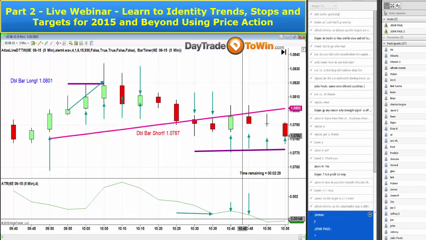Because if the ATR increases, it could be because the next candle or the next two candles have a larger range, but it could be going against you in the opposite direction. So you're not going to increase your target, making it further away from trying to reach your goal.